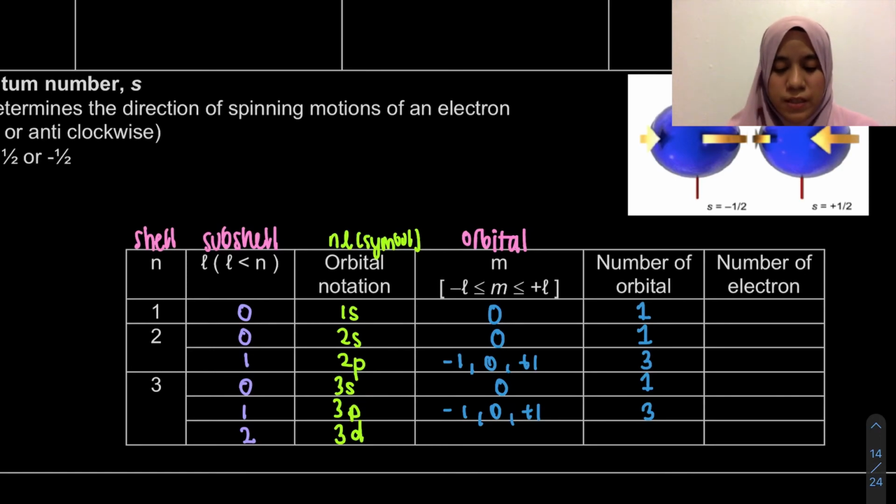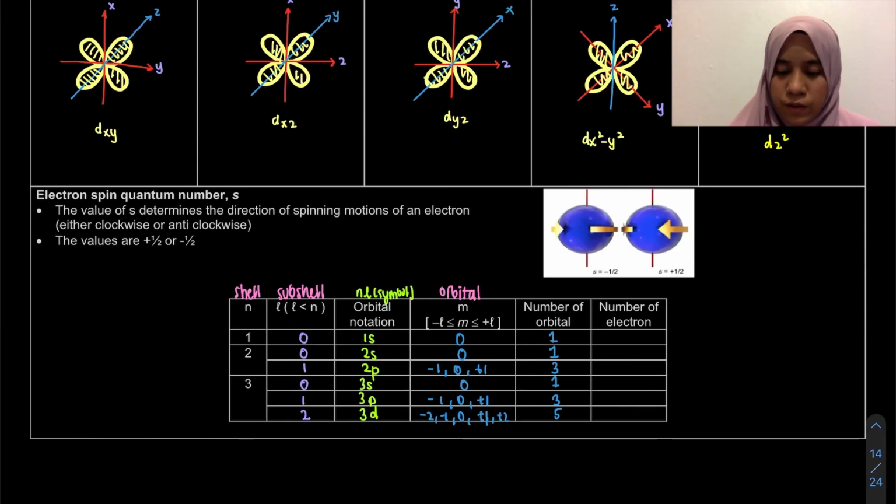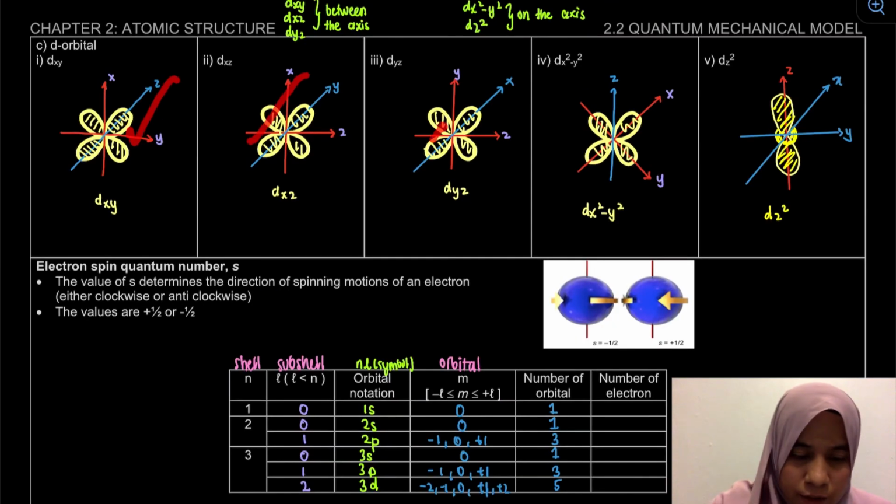Last but not least is when L equals 2. Our M depends on L. It could be negative 2, negative 1, 0, positive 1, positive 2. So how many orbitals? We have 1, 2, 3, 4, 5. So we have 5 here. For the number of orbitals here, we look at dxy, dxz and so on. We do have 5.